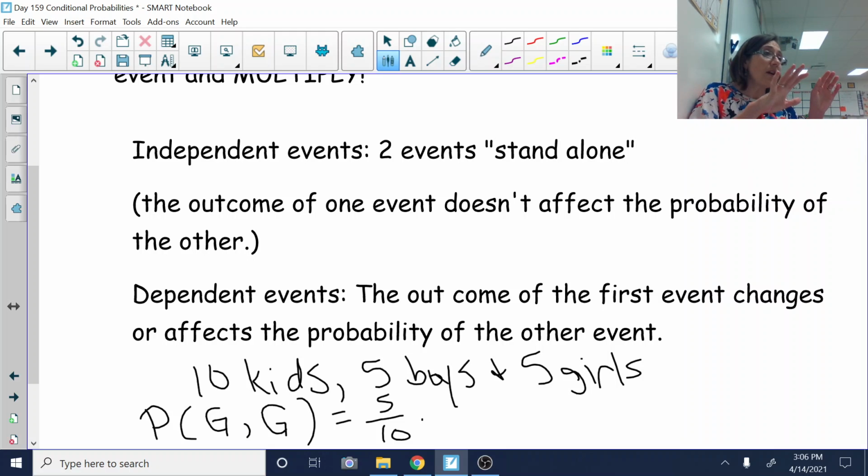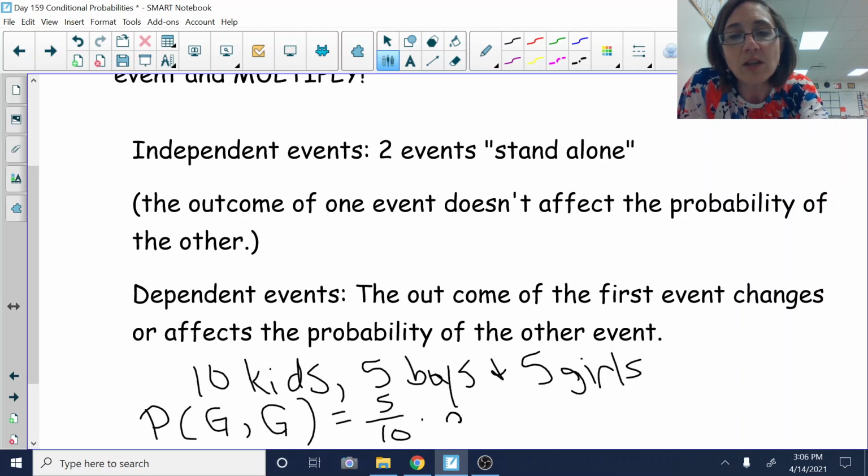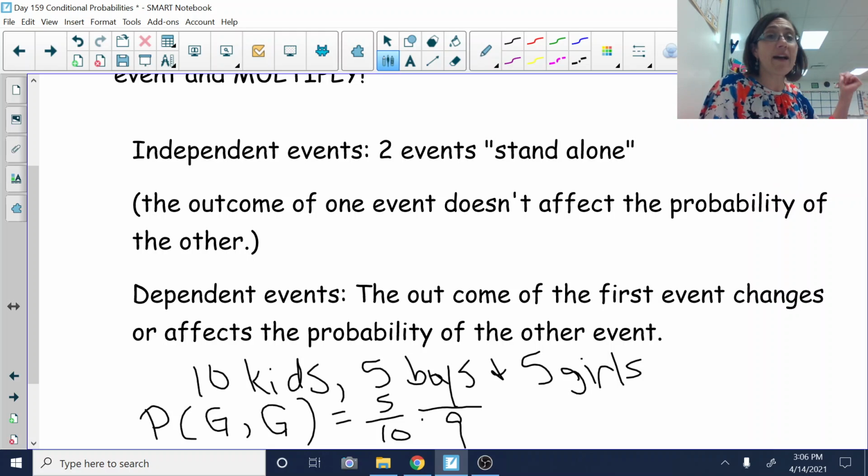Now, for the next girl, so let's say I say, Elena, you're president. So I choose a girl, she's president. How many kids are left sitting over here that are going, oh, please pick me for vice president? Now there's only 9 kids who are eligible. Do you see how there are less children? Because I already have one chosen and I can't choose her again. You can't have the same person be president and vice president. That doesn't make sense. So this is an example of a dependent event because the second event's probability is changing.